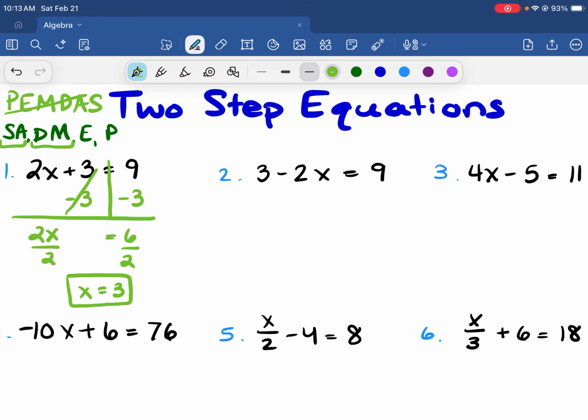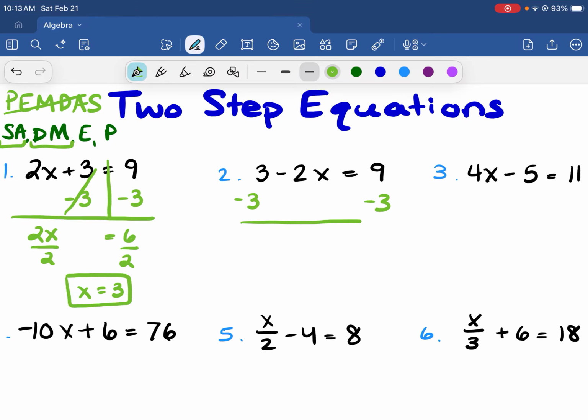For number 2, I want to add or subtract away first. So what's being added or subtracted to x is that 3 in 3 minus 2 times x is equal to 9. So I want to add or subtract away that 3 first. It's like the furthest thing that's attached to x. So right now it's a positive 3, so I'm going to subtract it in order to zero it out or get rid of it. And remember, I'm not really getting rid of that 3. I'm just rearranging the look of this equation to solve for x.